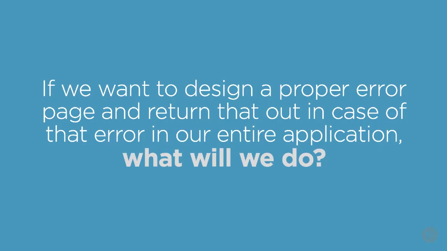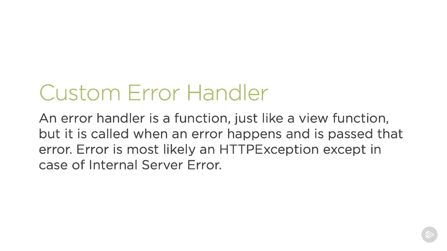Just think, if we want to design a proper error page and return that out in case of any page not found error in our entire application, what will we do? So here, the custom error handling comes into place. Flask provides us the custom error handlers to customize this thing. An error handler is a function just like a view function, but it is called when an error happens and is passed that error. The error is most likely an HTTP exception, but in one case it can be a different error. A handler for internal server errors will be passed other exception instances as well if they are uncaught.